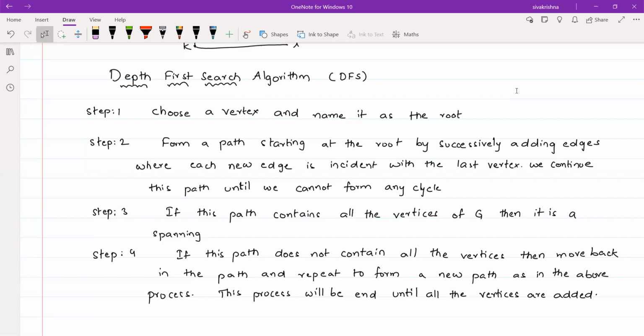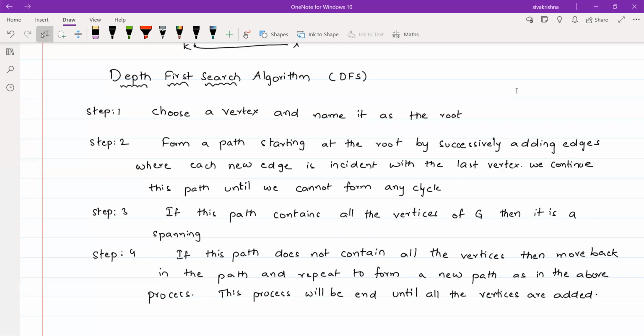It can be done by forming a new path, by moving back to the earlier vertices, and we have to repeat this process until all the vertices are added. We continue this process until all the vertices are added. This is the procedure to find a spanning tree by using the depth first search algorithm.